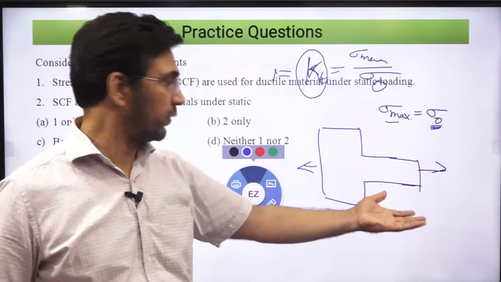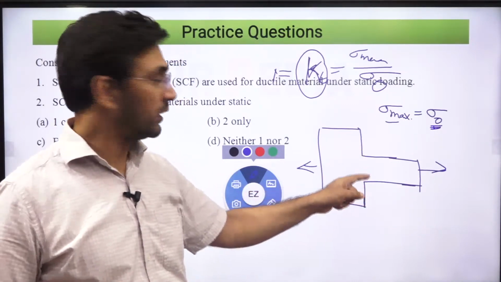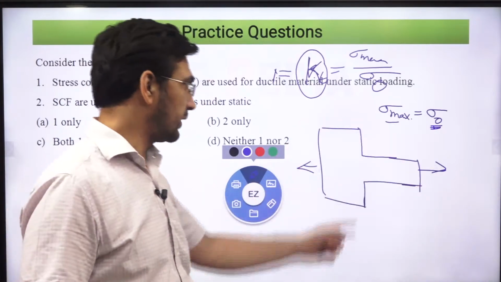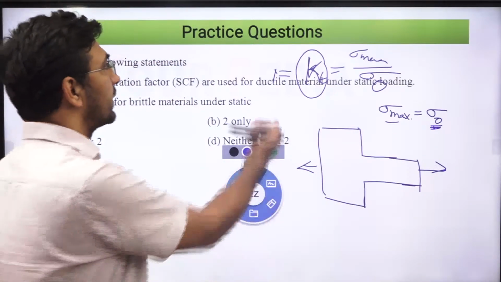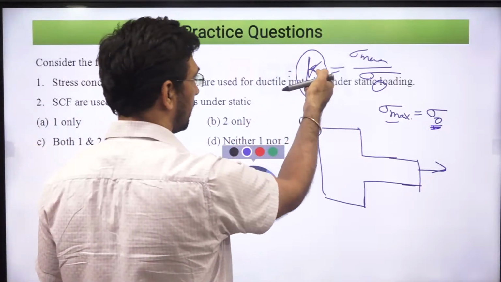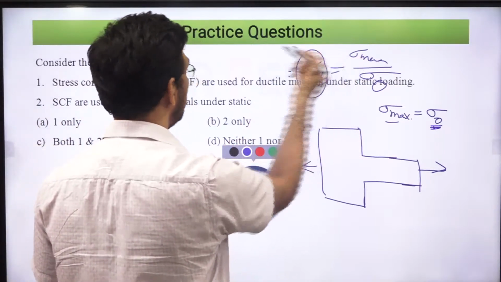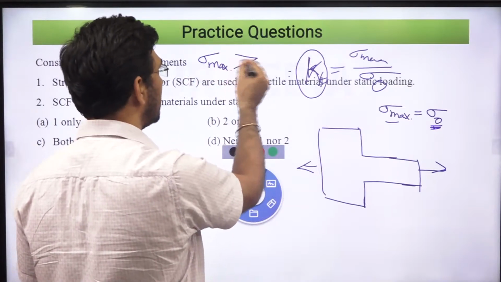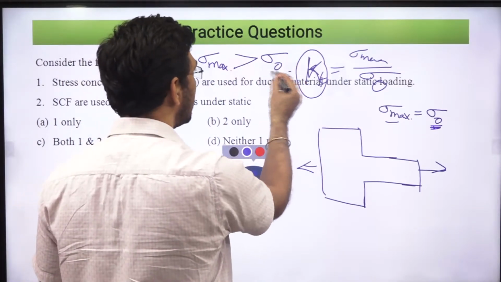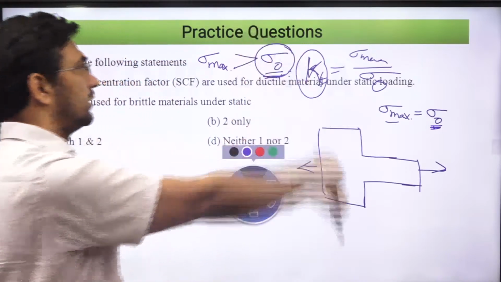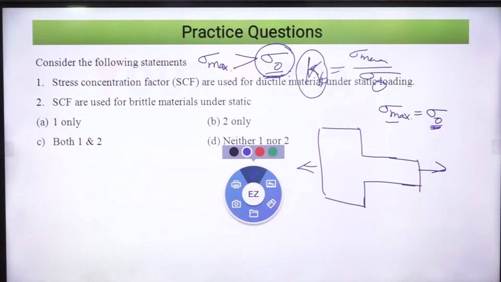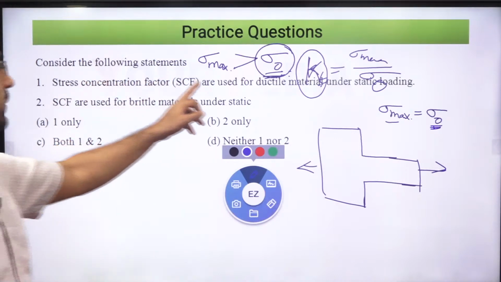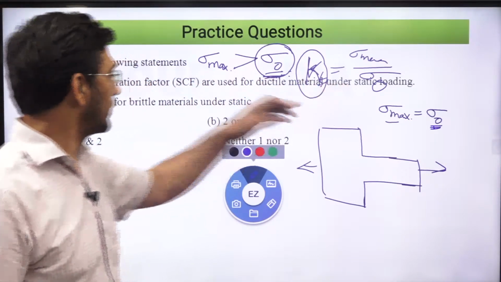That means it got reduced. But here, that is not happening. Stress concentration is happening, but the material is not able to redistribute that stress, and therefore we need to use some value of stress concentration factor in case of brittle materials. It means for brittle materials, the actual value of maximum stress will definitely be greater than the maximum value of stress that you calculate as per the formula. That's the meaning of this. So the statement that stress concentration factors are used for ductile materials under static loading becomes wrong.